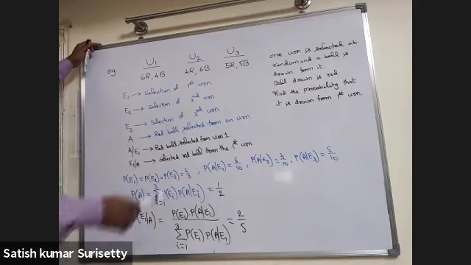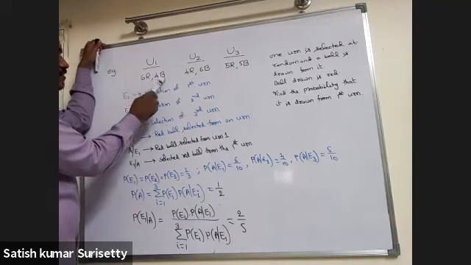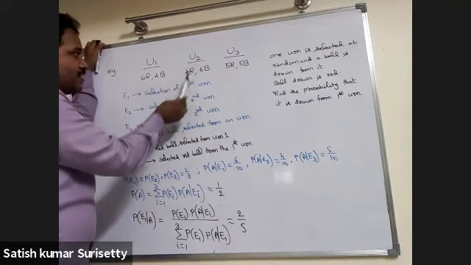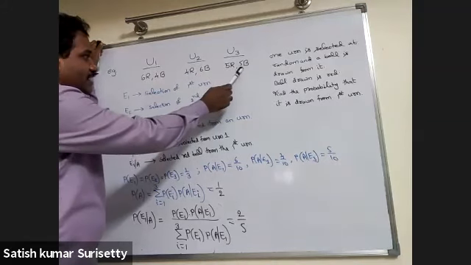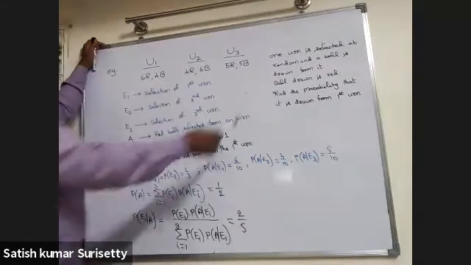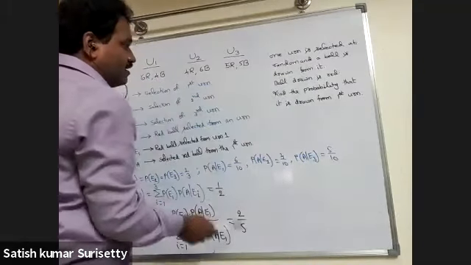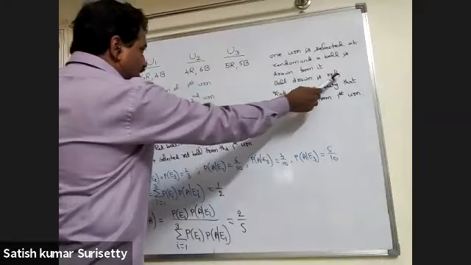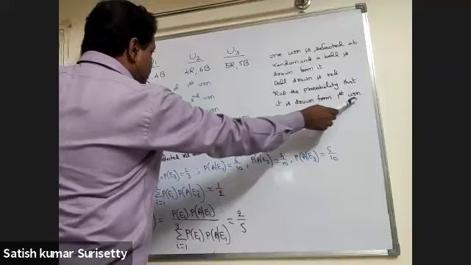Now, there are 3 urns. The first urn contains 6 red and 4 black balls. The second urn contains 4 red and 6 black balls. And the third urn contains 5 red and 5 black balls. Now one urn is selected at random and a ball is drawn from it. The ball drawn is red. Find the probability that it is drawn from the first urn.